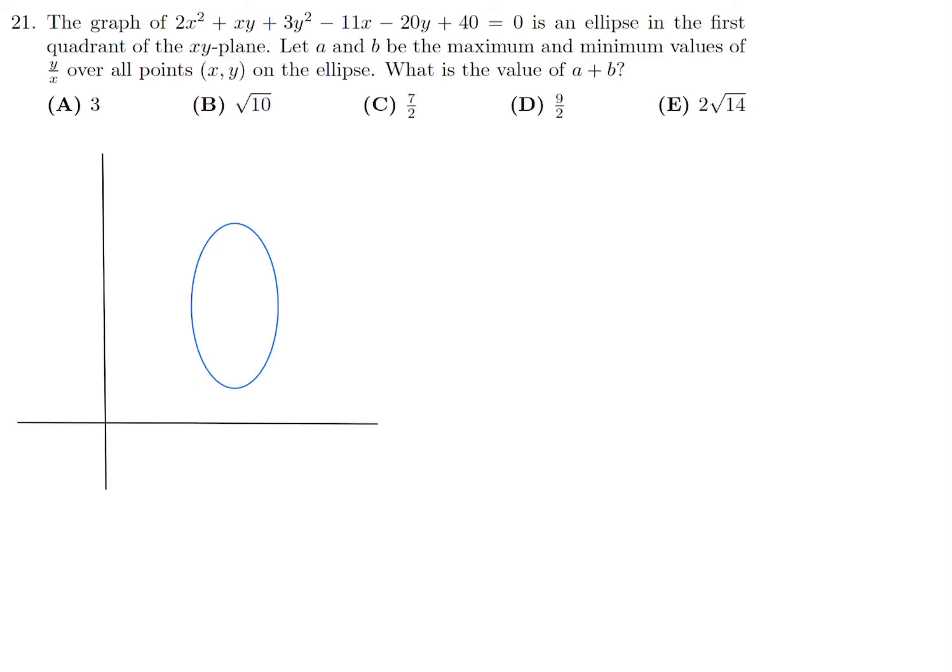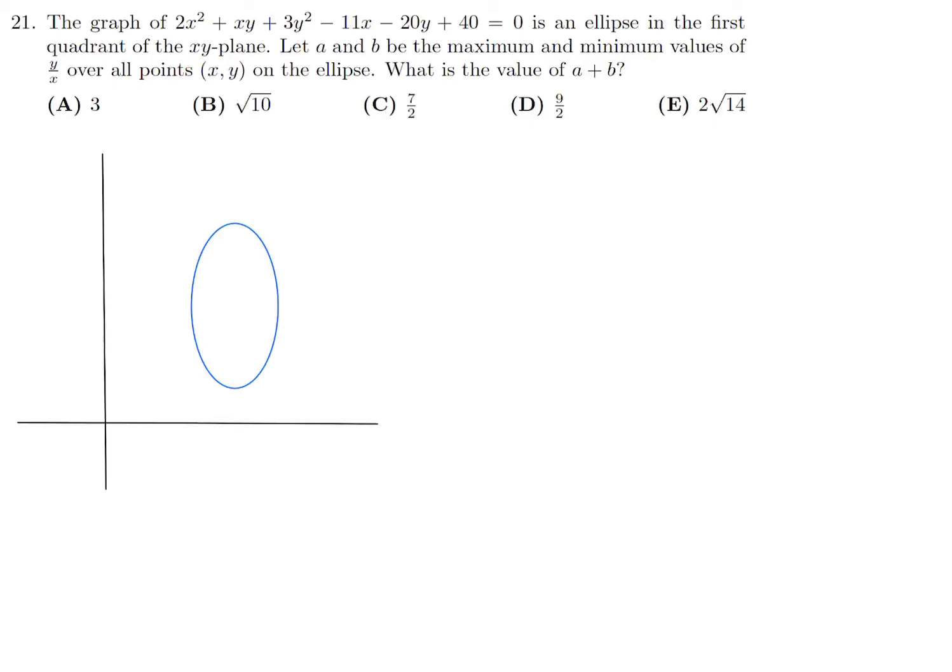So we have some ellipse. I don't know what it looks like, so I just drew it in blue there. And then they give you the equation of that ellipse, like that. And then they want you to figure out some very interesting things here. They're saying that A and B are the maximum and minimum values of y over x.